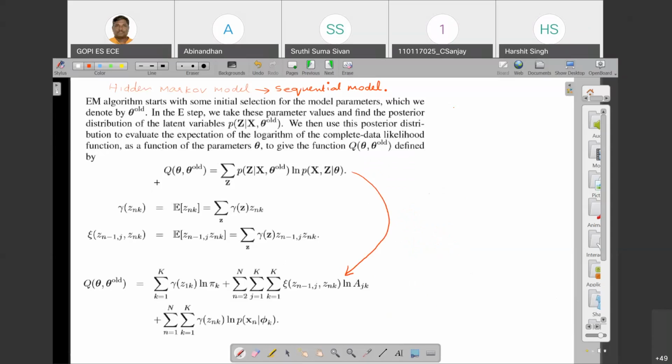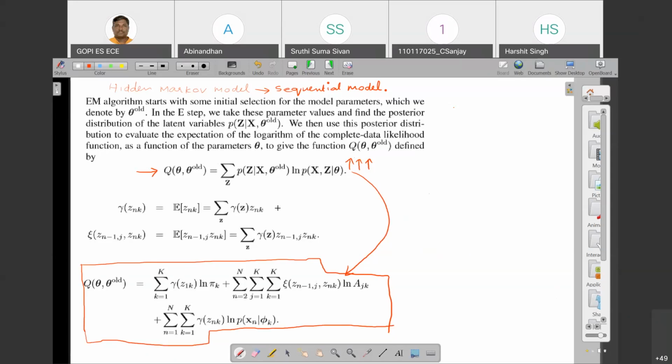Now, this is our requirement, this is what you wanted to maximize. But we are able to represent this in this form. So from this to this, we actually have a flow, and how we got this is known to you. And let me explain what the parameters are in this expression.